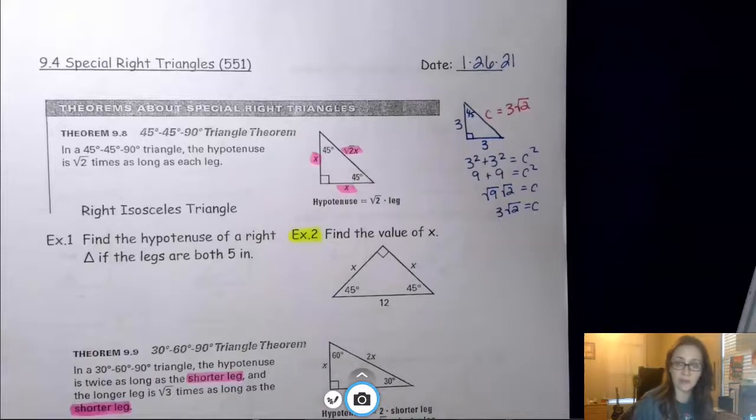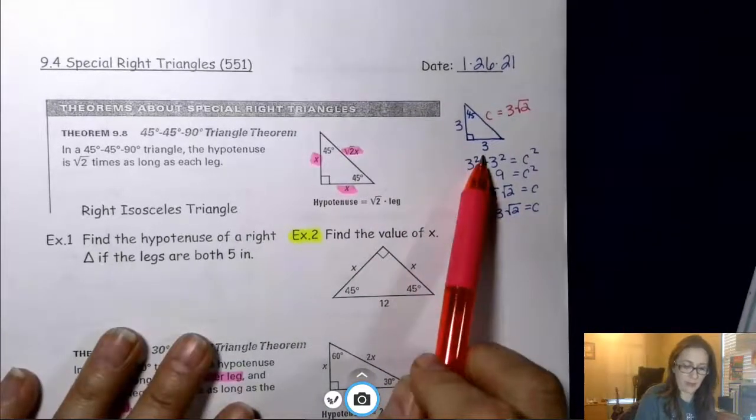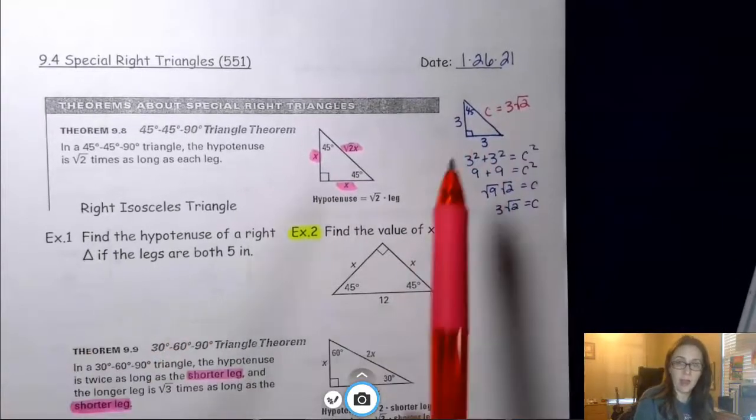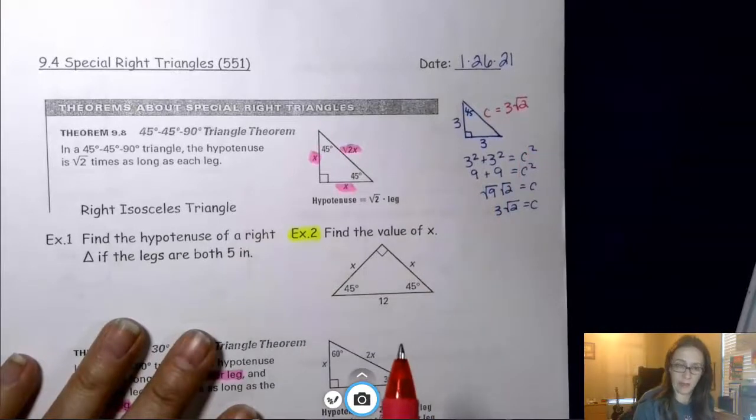You don't have to work it out ever again. If you know that's 3 and that's 3, that's automatically going to be 3 root 2. You can always work it out if you prefer, but every single time it's going to work out that way.